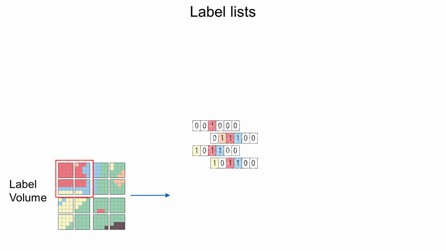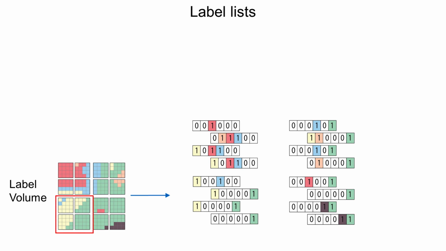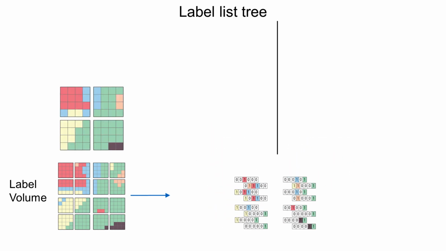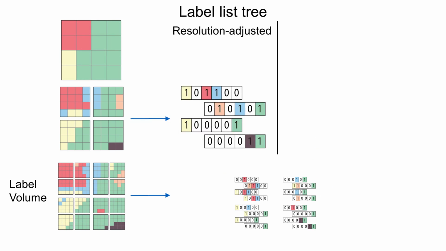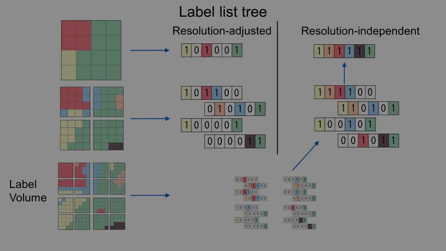We first compute the label lists for each block in the highest data resolution. Conceptually, the label list is a bit string that stores 1 for every label that is present in a block. Our tree stores 2 different kinds of label lists. First, we compute resolution-adjusted label lists that are computed directly from the segmentation data of the corresponding resolution. Second, we compute resolution-independent label lists by combining all the label lists of the previous higher resolution. We need both types of label lists to support a wide variety of different culling operations.